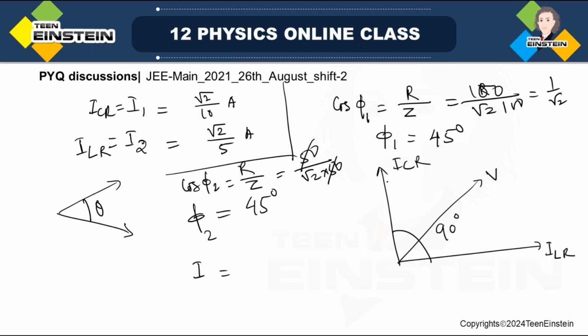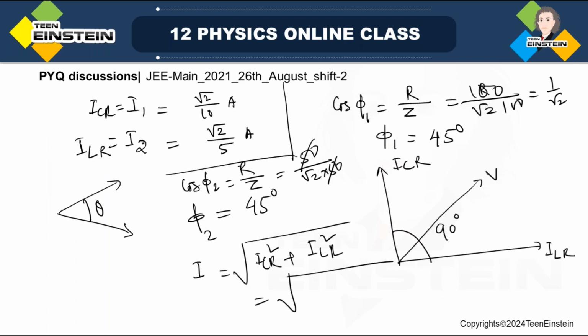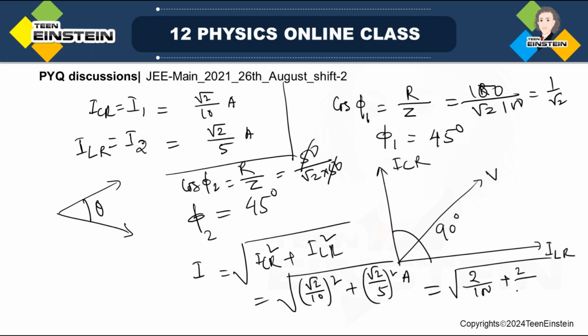So I can now have two vectors in the rectangular Cartesian coordinate system, right? So I can find out ICR whole square plus ILR whole square. What is ICR? ICR is I1, that is root 2 by 10, whole square. ILR is root 2 by 5, whole square, in amperes. So under the square root, this will be 2 by 100 and 2 by 25.